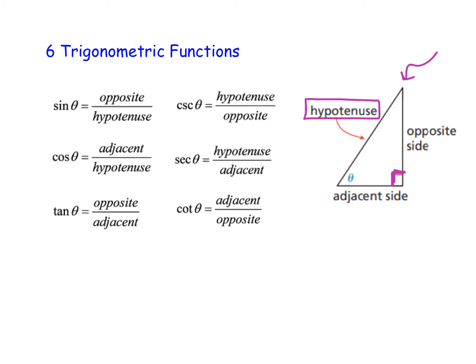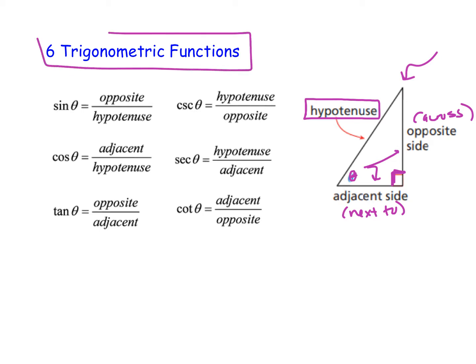legs. And when you label an angle, so say we labeled this angle theta, that angle has an opposite side leg and an adjacent side leg. Opposite means across because it is across the triangle, and adjacent means next to. So we're going to use this as our basis for studying the 6 trigonometric functions.